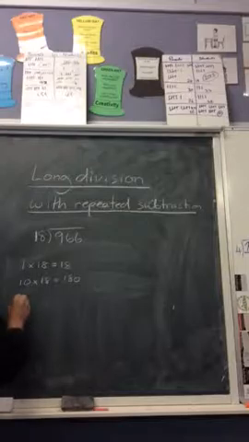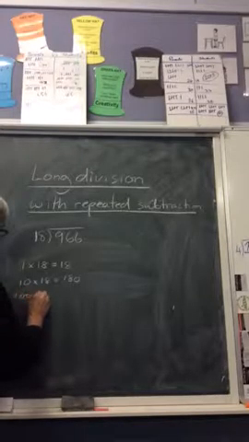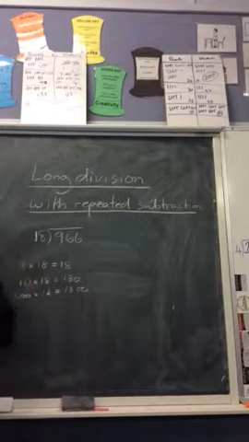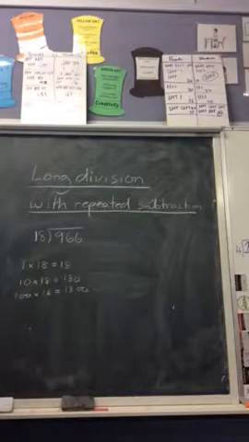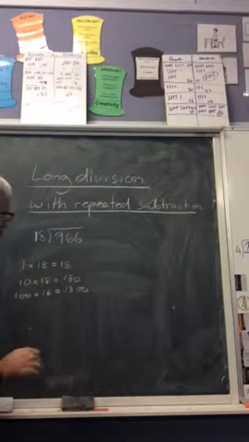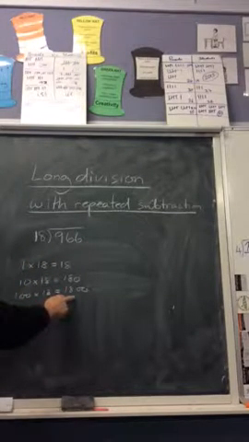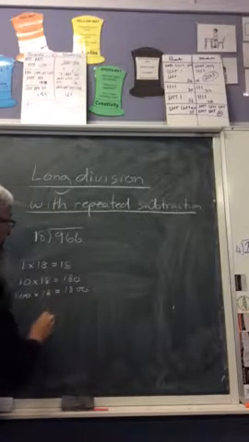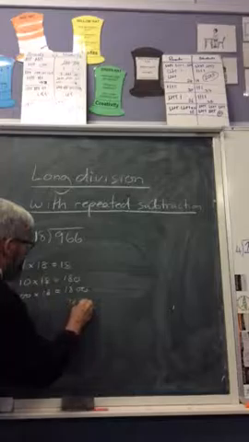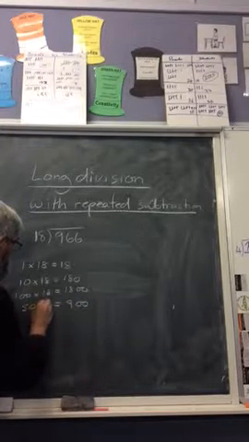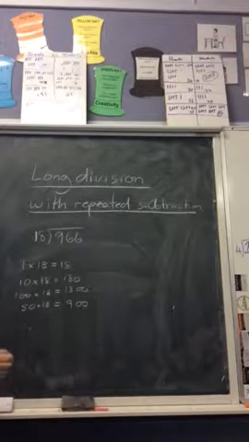100 times 18 is 1800. That's a bit big for us. We're looking for something around the 966 mark. So if we actually halve that, that would give us 50 times 18. So half of 1800, of course, is 900. And so we have 50 times 18, which is not a bad place for us to start. So let's start there.